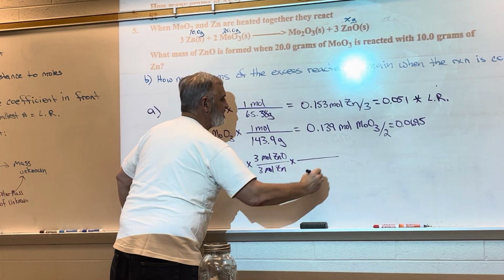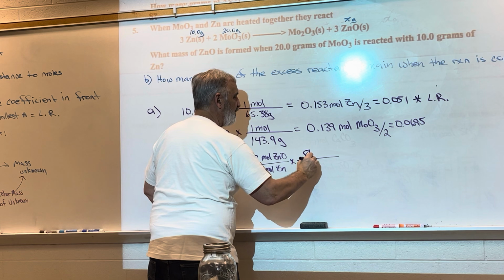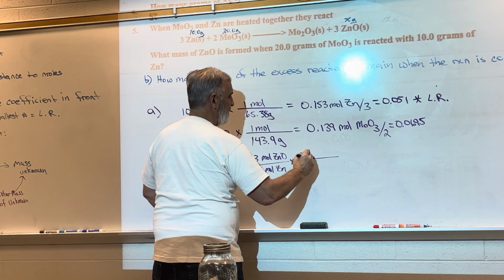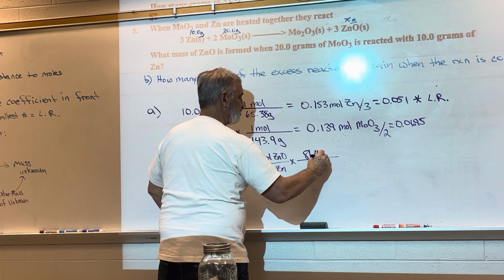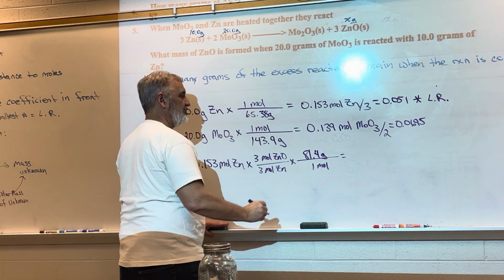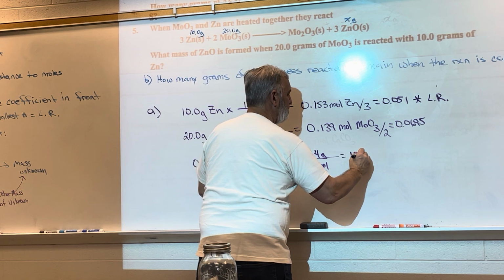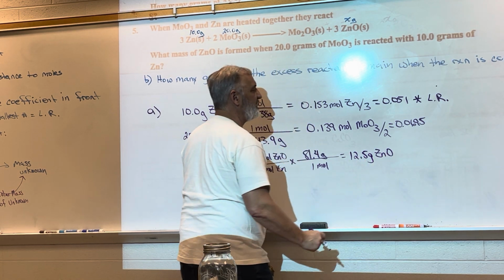Times, what's the molar mass of zinc oxide? 81.4, okay, 81.4. So what do we get? 12.46, 12.5 grams of zinc oxide is how much should be formed. That's my theoretical yield.